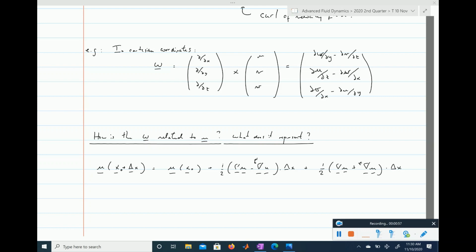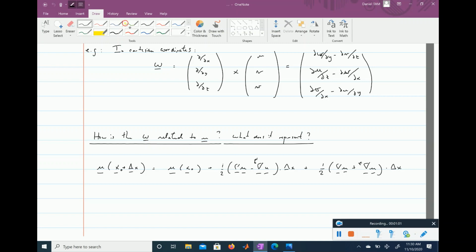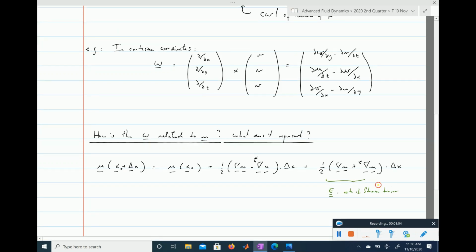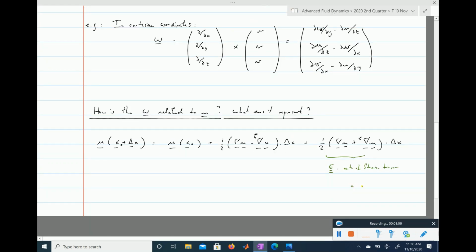And we discussed that this here we called the rate of strain tensor, and that this part here represented the deformation. This here we discussed represented a translation, and this here we called the vorticity tensor, and we said that this here represents a rotation. Okay, so you can guess we didn't call this the vorticity tensor for nothing.